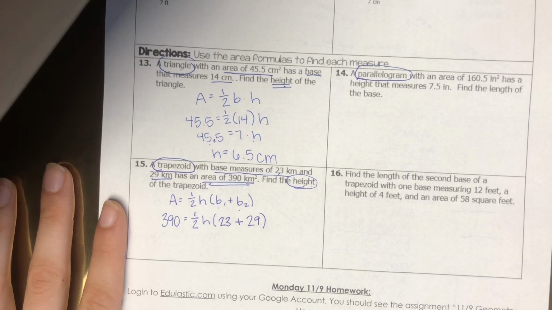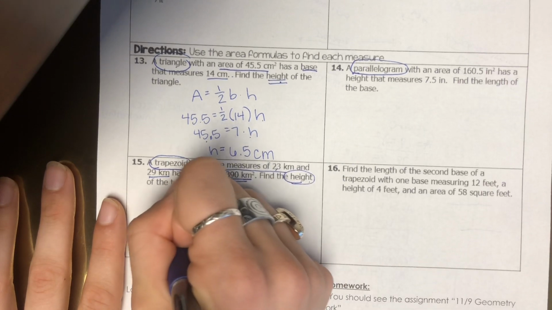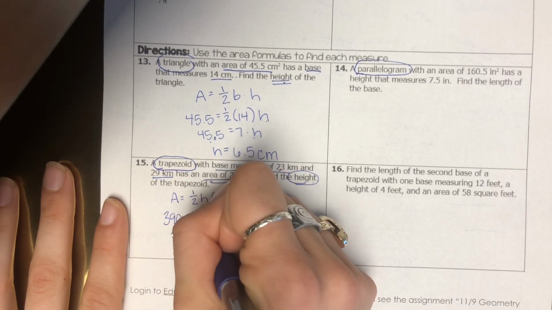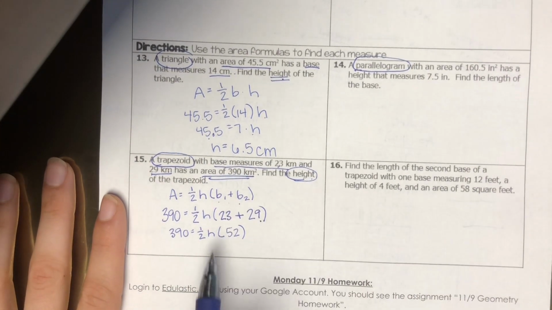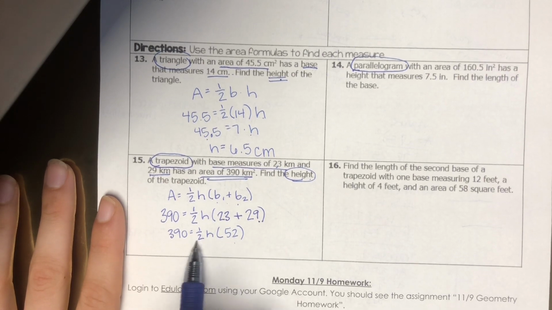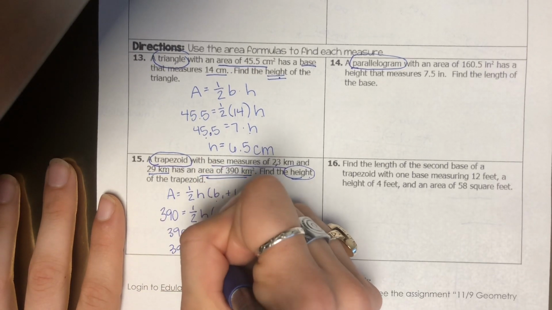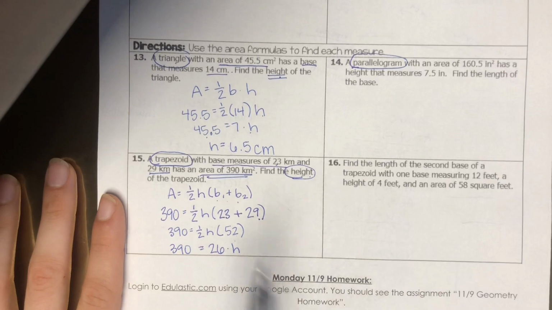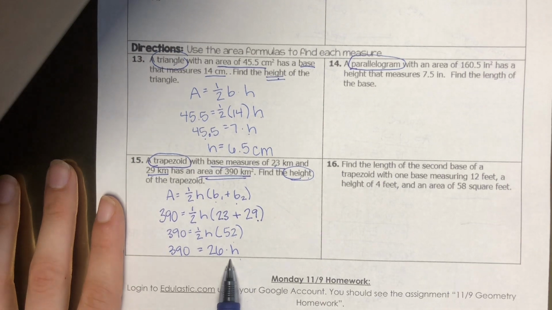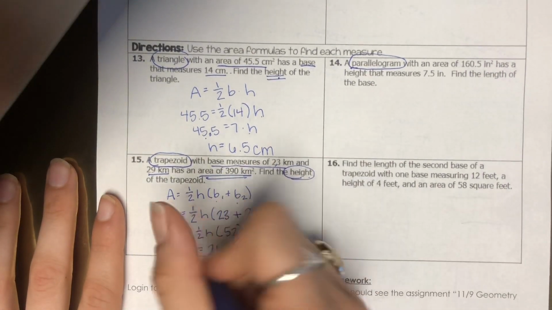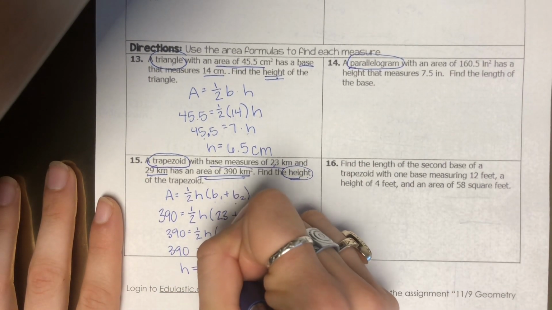Now we're simply simplifying and solving for h. So let's first start by combining like terms. So you get 23 plus 29. So 390 equals 1/2 h times 52, since 23 plus 29 is 52. Now let's keep simplifying on the right side. We can do 1/2 times 52, which is going to be 26. So you get 390 equals 26 times h. And now we have 26 times h, so we want to do the inverse operation of multiplication, which means we're dividing. So 390 divided by 26, you get h equals 15, and my units are kilometers.